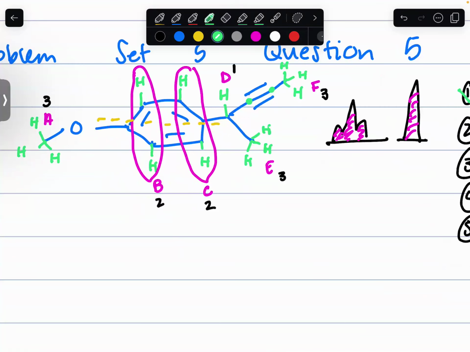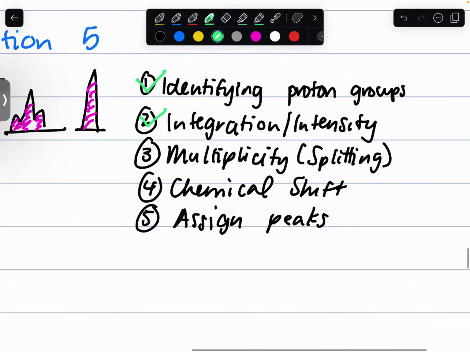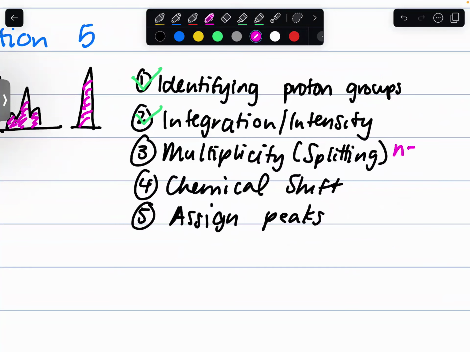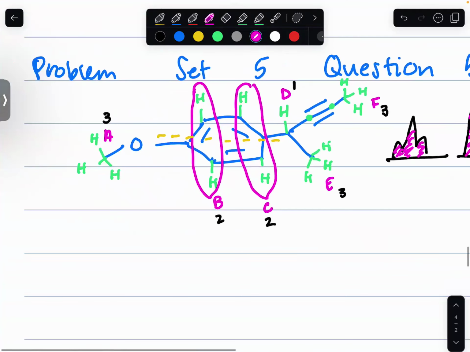So our integration is done. Next, we're going to look at multiplicity or splitting. What is the rule we need to know with splitting? n+1, where n is our number of neighbors. So A has how many neighbors? 0. We look at our parent carbon, we go over to our neighbor, there are 0 neighbors there. So we would expect a splitting of 1. So that should be a singlet.